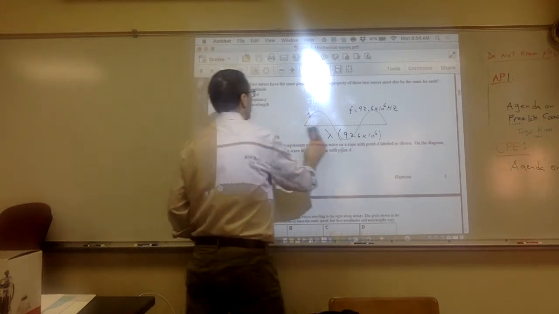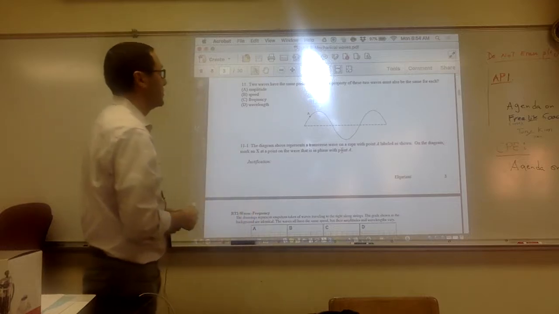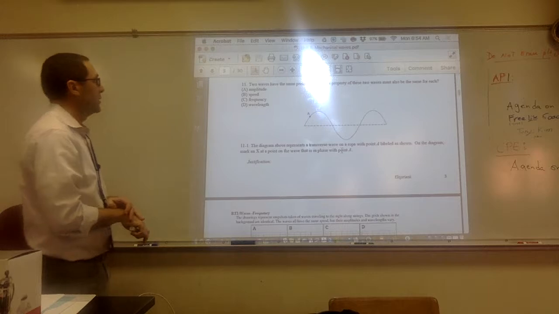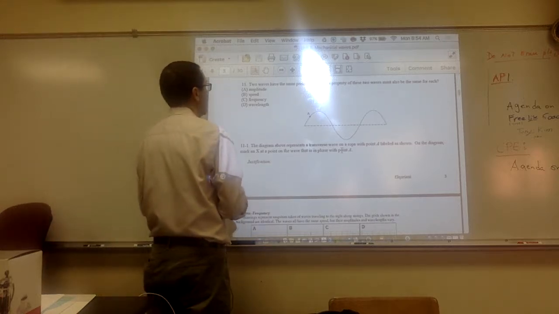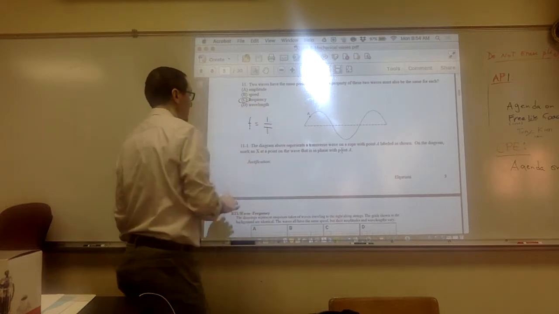Okay, number 11. Two waves have the same period. What other properties of these two waves must also be the same for each? Well, if they have the same period, they have to have the same frequency, because frequency is 1 over period. So the answer is C.